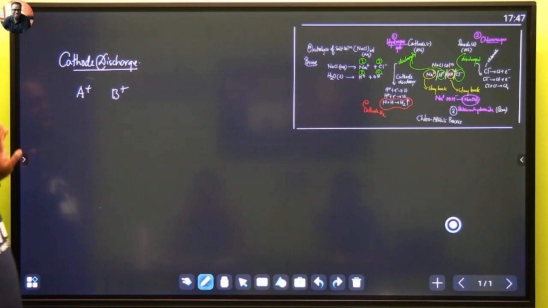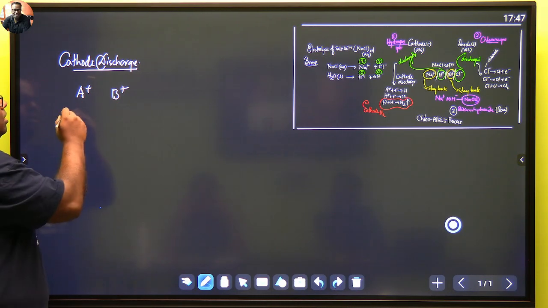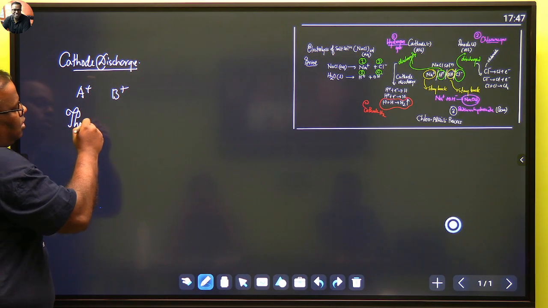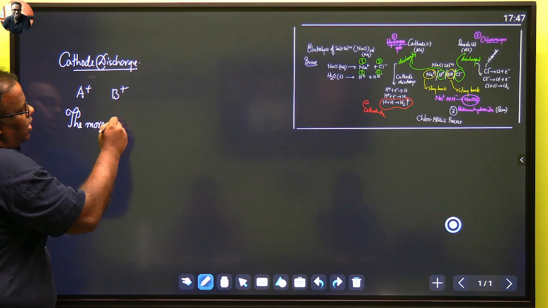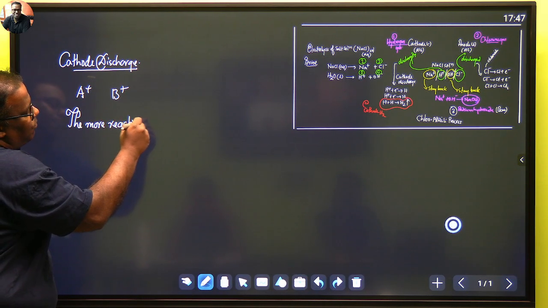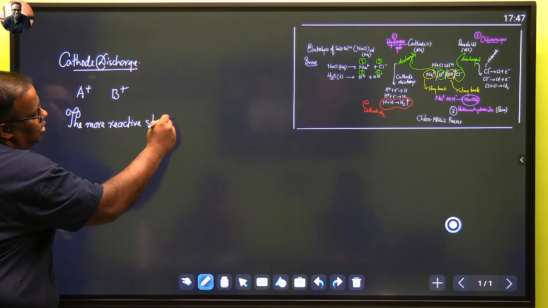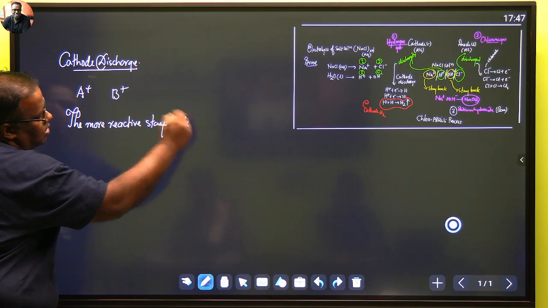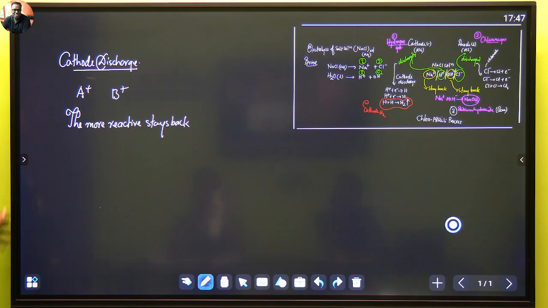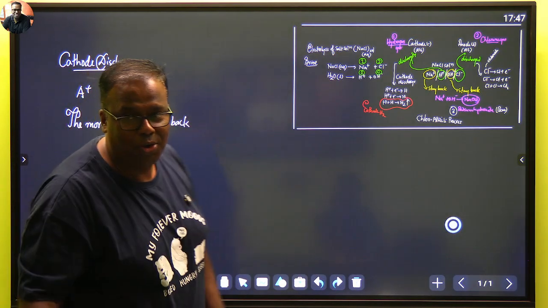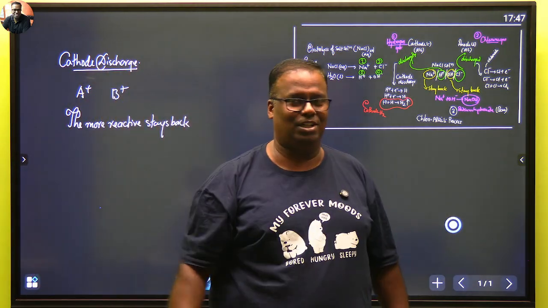First understand. Out of A and B, the rule is the more reactive stays back. This brings us to our whole story of the reactivity series of metals.